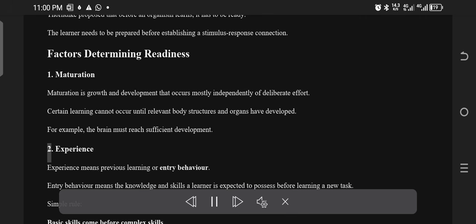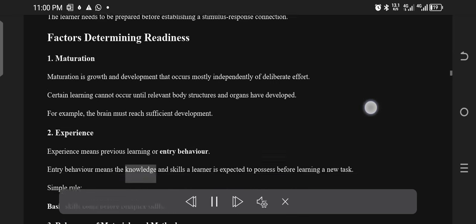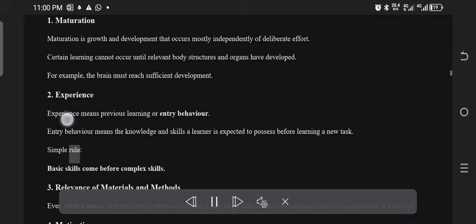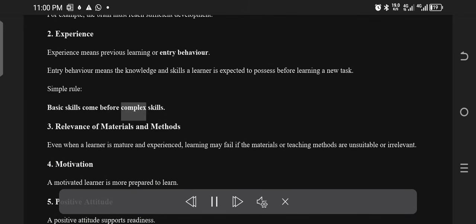2. Experience. Experience means previous learning or entry behavior. Entry behavior means the knowledge and skills a learner is expected to possess before learning a new task. Simple rule. Basic skills come before complex skills. 3. Relevance of materials and methods. Even when a learner is mature and experienced, learning may fail if the materials or teaching methods are unsuitable or irrelevant. 4.